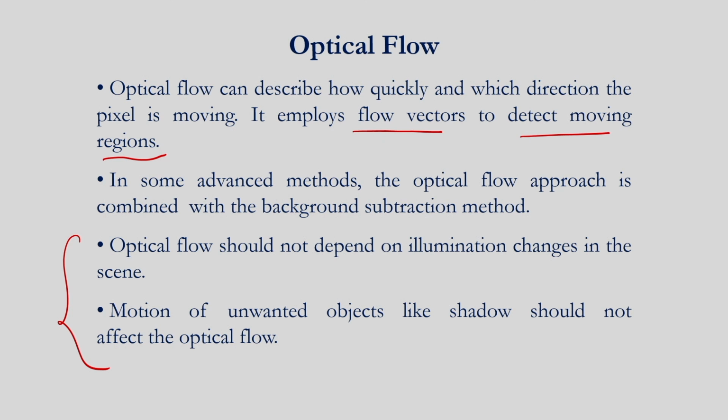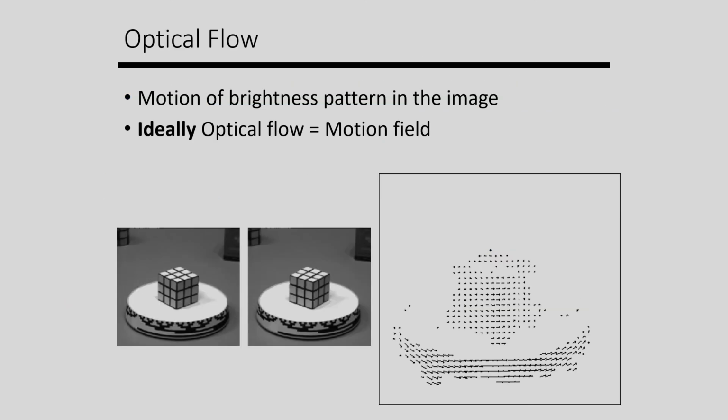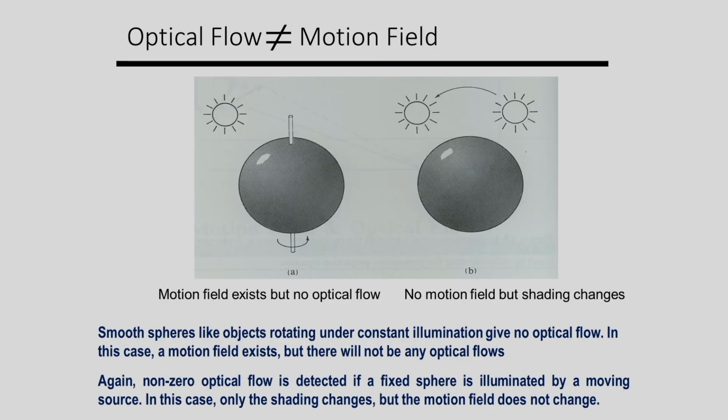Now let us see how to determine the optical flow. Here you can see in this example I have shown this object is rotating in the counterclockwise direction, and corresponding to this I will be getting the optical flow, that is the motion pattern. Ideally the optical flow is equal to the motion field, because the object is moving, and corresponding to this I will be getting the motion vectors, that is the motion field, and also the optical flow. But sometimes the optical flow may not be equal to the motion field.